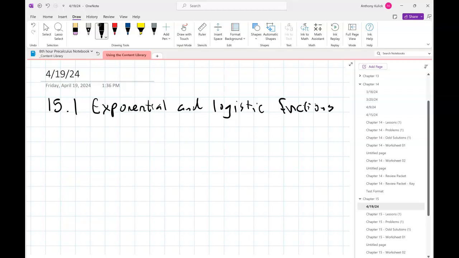That was the last. All right, so today we're going to talk about sections 15.1 and 15.2. In 15.1, we're going to talk about exponential and logistic functions. So we'll start with a definition.